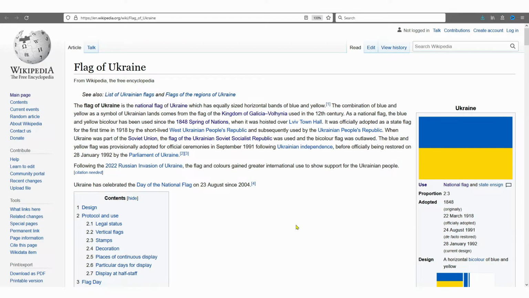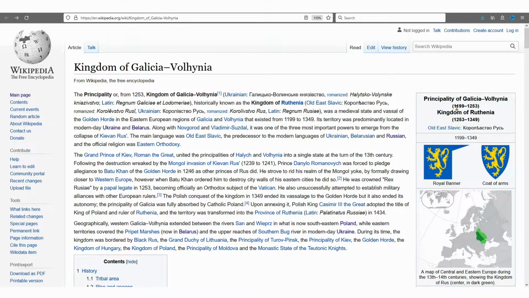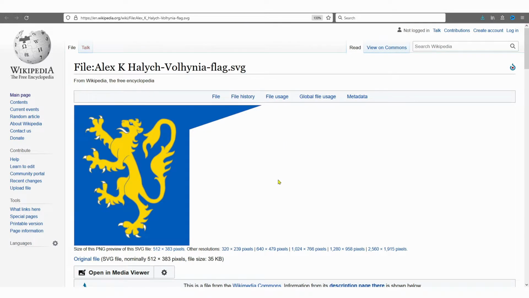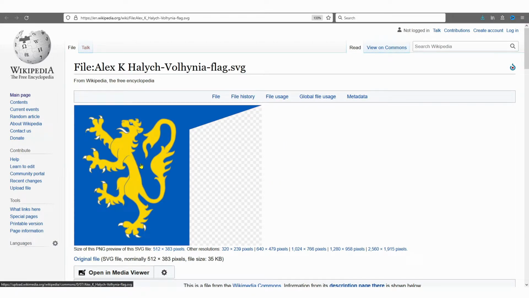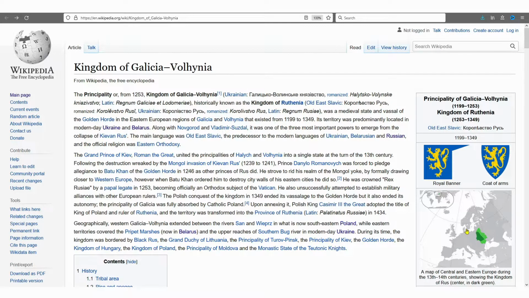In the Wikipedia article, it says that the colors come from the Kingdom of Galicia-Volhynia. This kingdom existed from 1199 to 1253. Here you can see the royal banner and the coat of arms. This is the royal banner. It's a yellow lion on a blue field. And here the coat of arms is the exact same design. So this is where the yellow and blue come from. And we can see here the location. It's roughly in present day Ukraine. Obviously it's not the exact same borders, but that's the rough area of where it was.